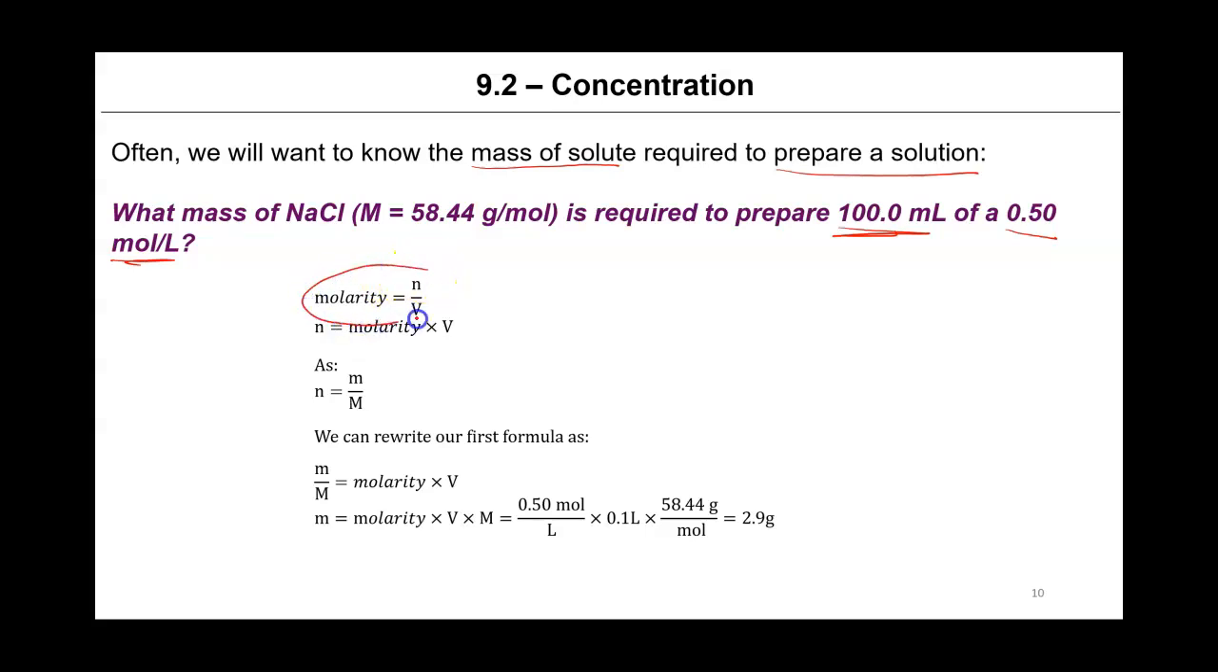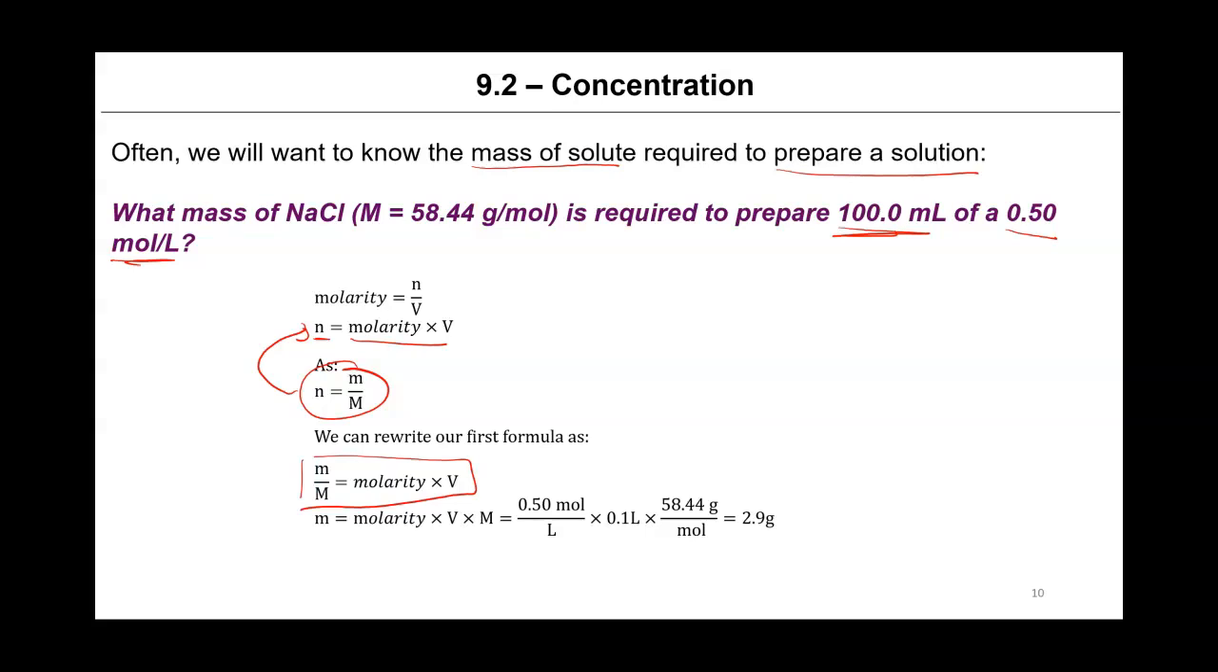So we know that molarity is equal to the number of moles divided by the volume. Or reorganizing, we can say that our number of moles is equal to the molarity times the volume. You may also recall that number of moles is simply equal to the mass over the molar mass. So what I'm going to do is put mass over molar mass in place of moles in my top formula there. So that leaves me with mass over molar mass is equal to the molarity times the volume.